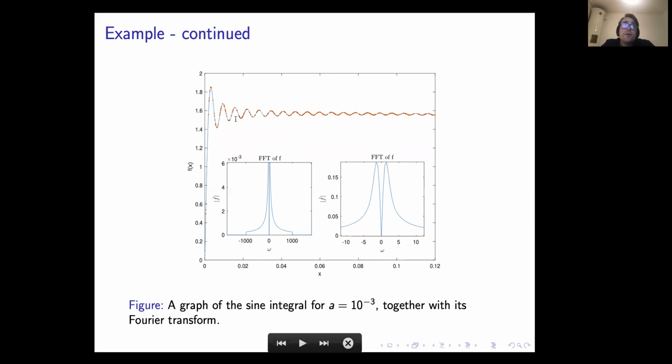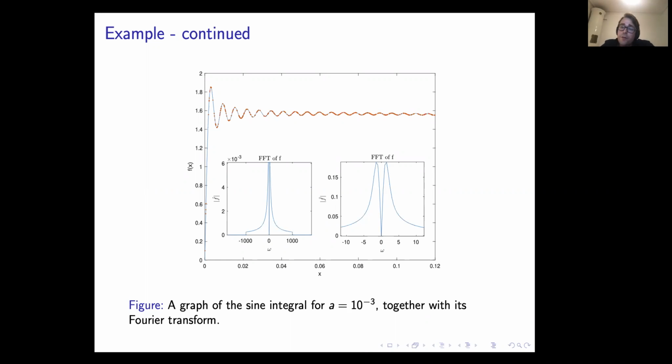Just looking at a plot, this is what the right-hand side of the function looks like, and these two plots are the Fourier transforms of f. This is zoomed out, and then you zoom in. But the point is really that it's not going down to zero quickly. There is significant mass out here, far away from zero. Okay, so that's the Fourier transform of the target function.